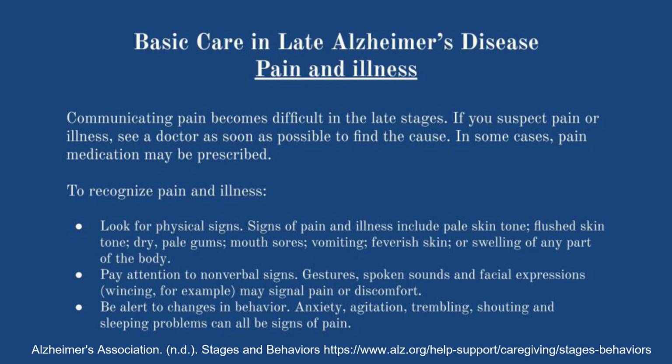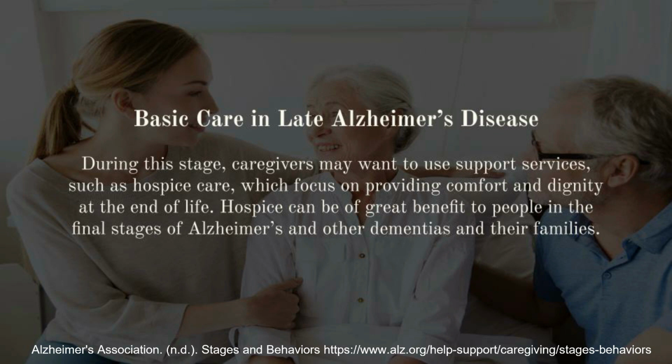Pay attention to nonverbal signs such as gestures, spoken sounds, and facial expressions, wincing, for example. That may signal pain or discomfort. Be alert to changes in behavior. Anxiety, agitation, trembling, shouting, and sleeping problems can all be signs of pain. And when your loved one is at the end of their life, caregivers may want to use support services such as hospice care, which focuses on providing comfort and dignity at the end of life. Hospice can be a great benefit to people in the final stages of Alzheimer's and other dementias and their families.